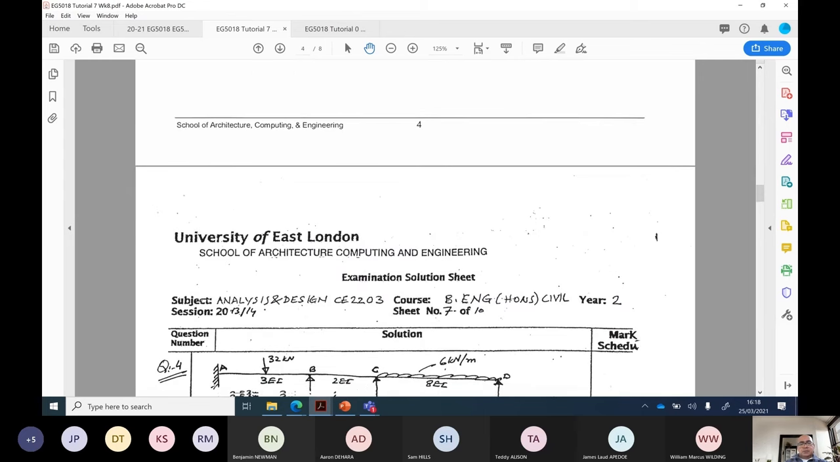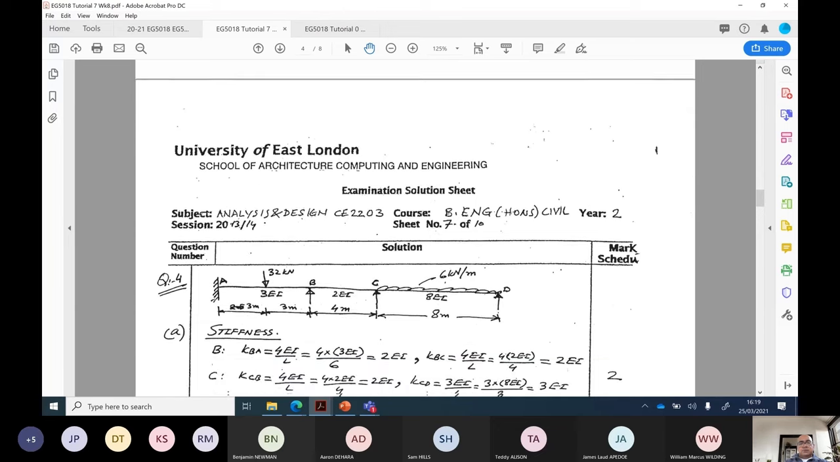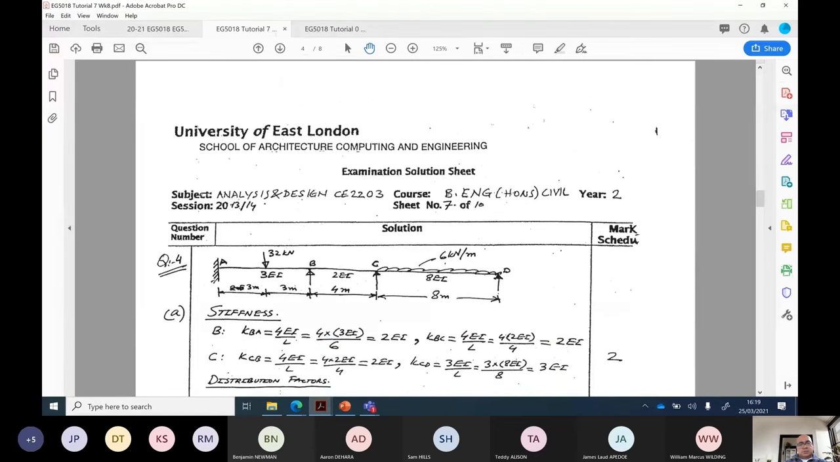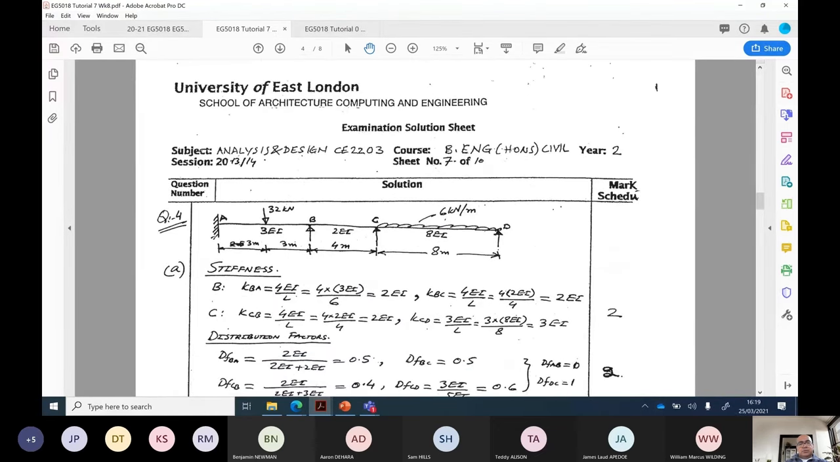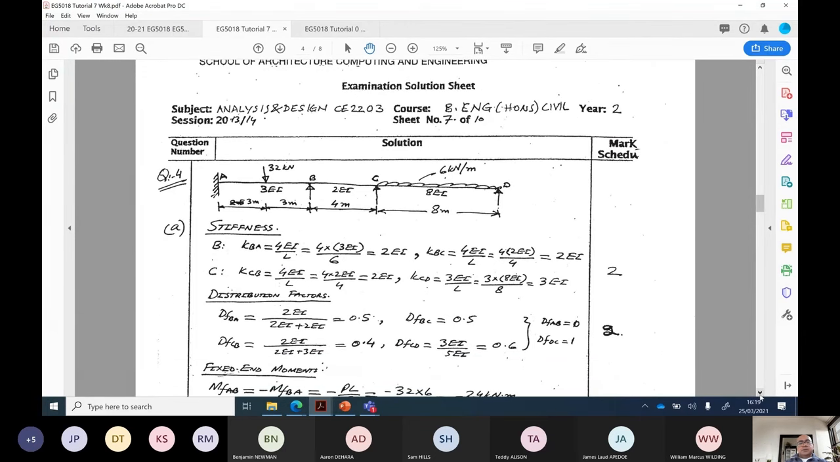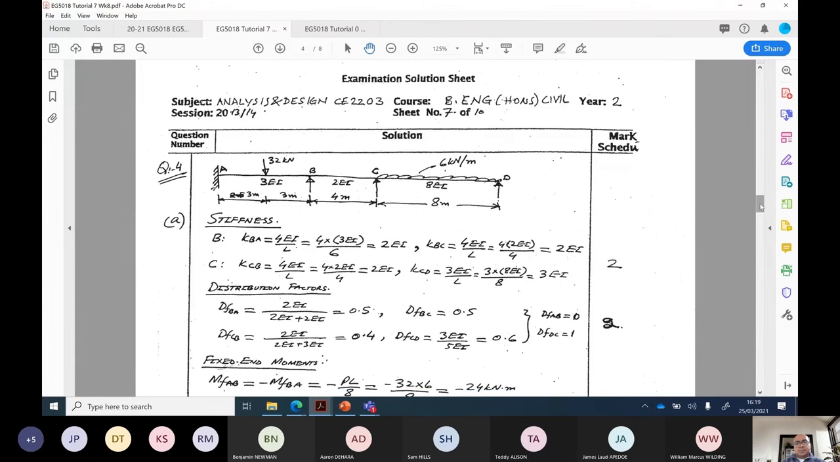The moment distribution method consists of an initial solution and a complementary solution. In the initial solution, we find the fixed end moments, and in the complementary solution, we assume that all the joints are clamped. Then we release each joint one by one to distribute the moments and carry them over.